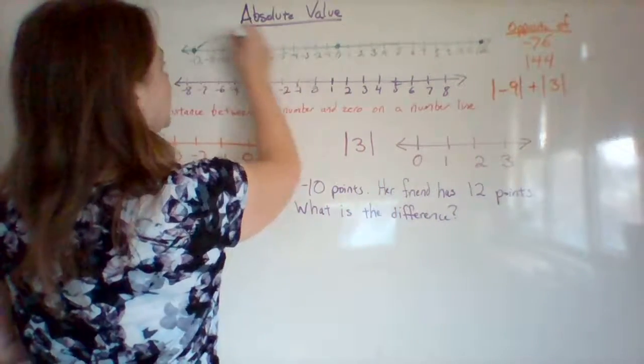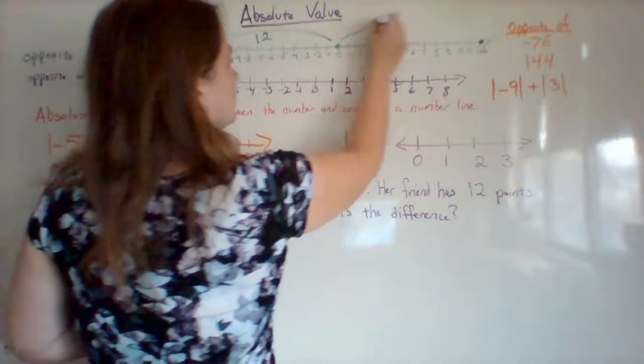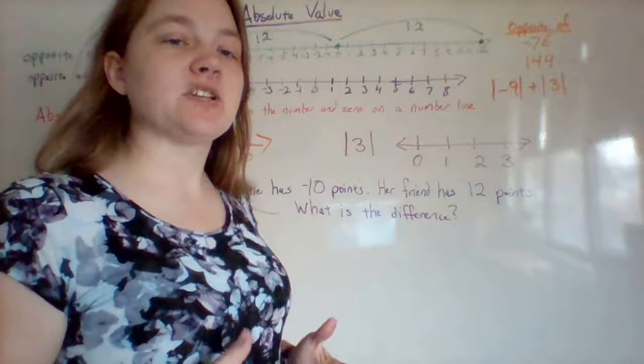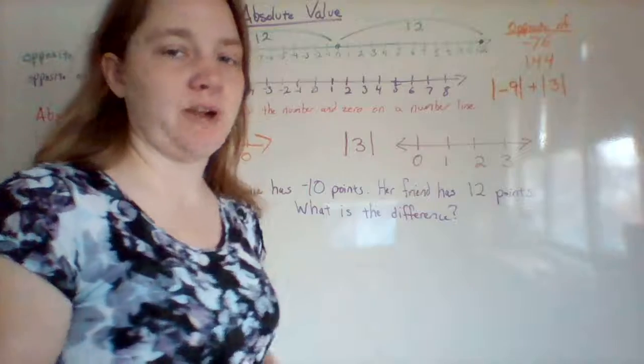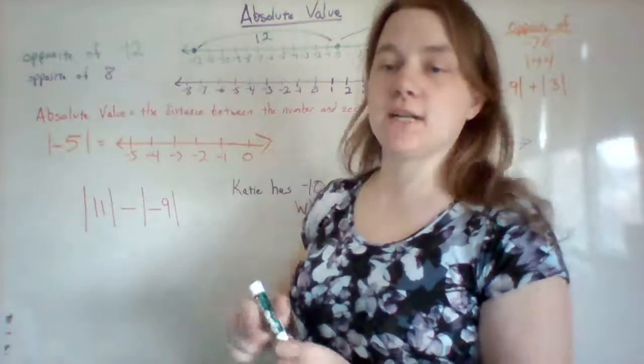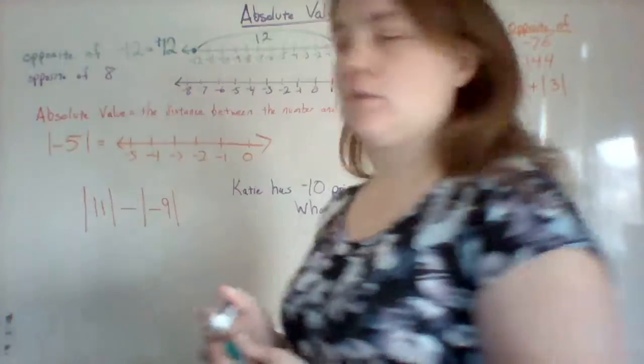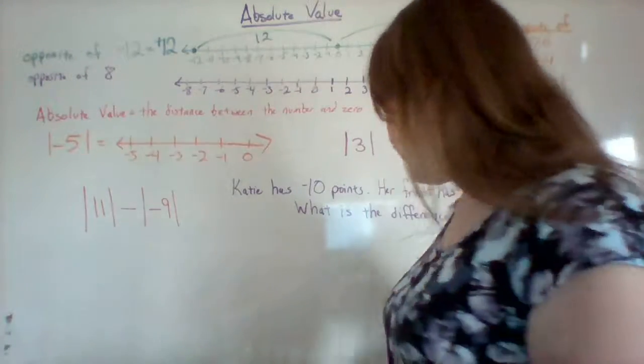You're still taking 12 steps, right? You're just taking 12 steps in the opposite direction. So the opposite of negative 12 is going to be positive 12.